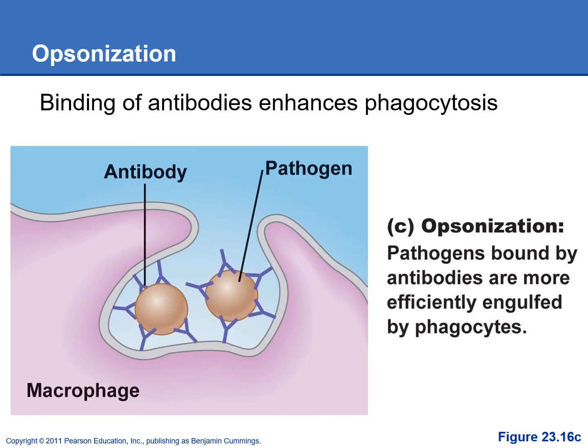Antibodies can also act as opsonins, so they're going to coat the pathogen and make it easier for the phagocytes to grab onto them and eat them. And remember the other opsonin that we talked about that will coat the pathogens are the complement proteins.